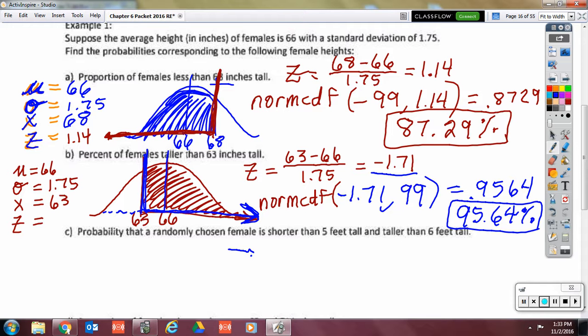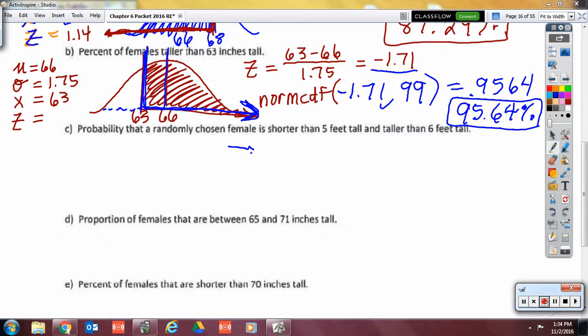Then 95.64% of females are taller than you. You could figure out yours for 62. That would be even more percent. Yes. Okay, now let's look at this last one here.